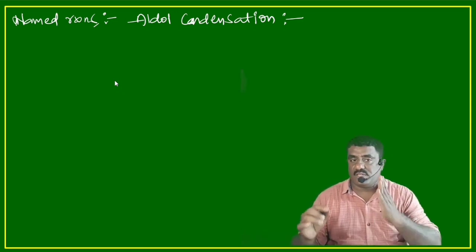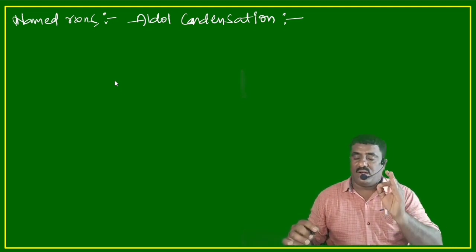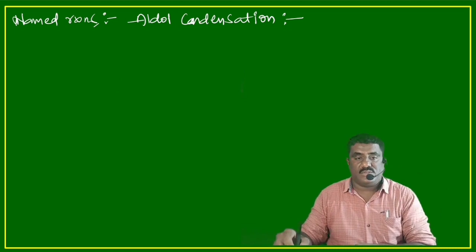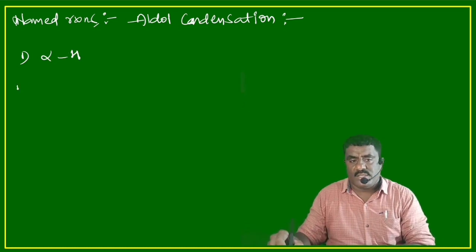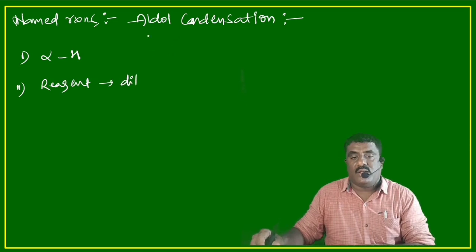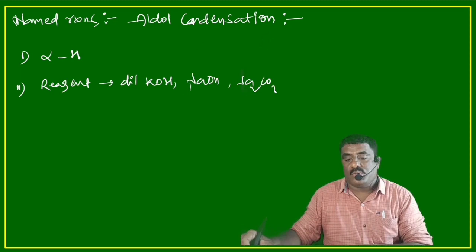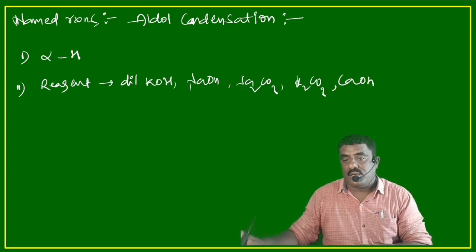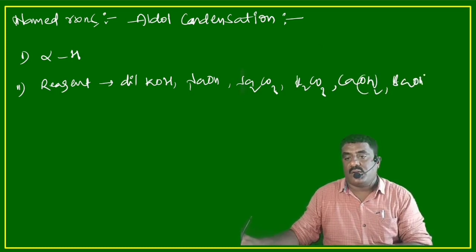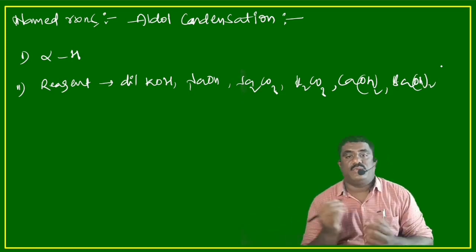What is the condition for aldol? The carbonyl compound must have at least one alpha hydrogen. What is the reagent used for aldol condensation? A dilute base like dilute potassium hydroxide, sodium carbonate, potassium carbonate, calcium hydroxide or barium hydroxide. These bases are used for aldol condensation.